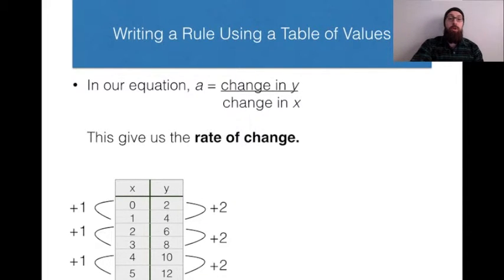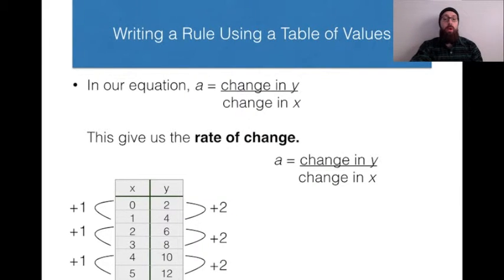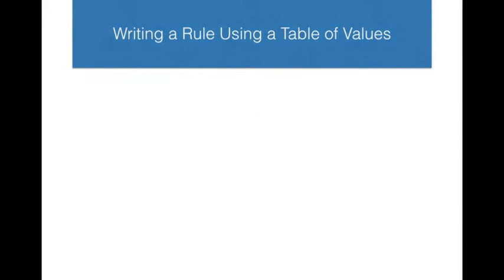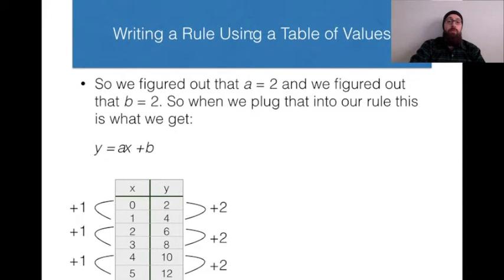So now we need to figure out what our rate of change is. So we have our change in y divided by our change in x. Well, we can see our change in y is going up by 2, and our change in x is going up by 1. So we just do 2 divided by 1. 2 divided by 1 gives us 2, and we just figured out that a is equal to 2 in our rule. So we figured out that a equals 2, and we figured out that b also equals 2.